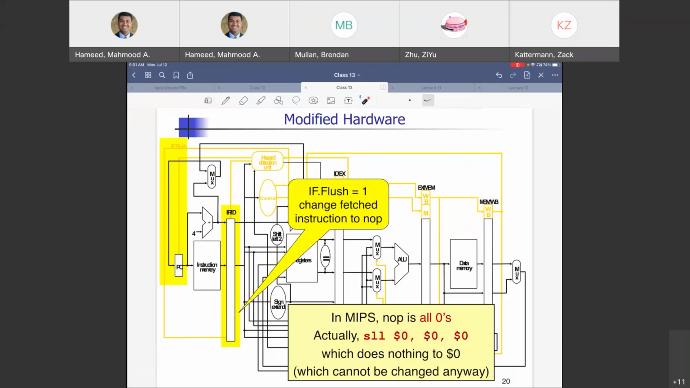So that's your modified hardware. With modified hardware, your branch penalty is what? 1 clock cycle, right? 1 clock cycle is still the branch penalty. Questions so far? The earlier hardware had a branch penalty of 3, which with the probability comes down to 1.2 for some arbitrary probability.